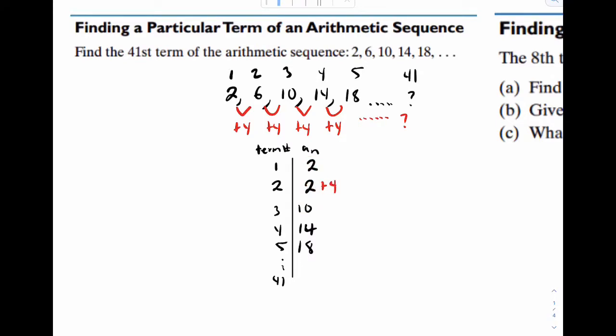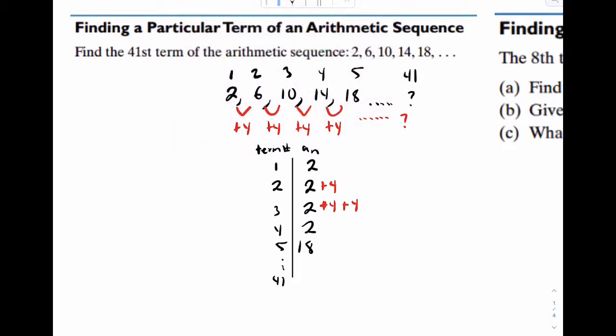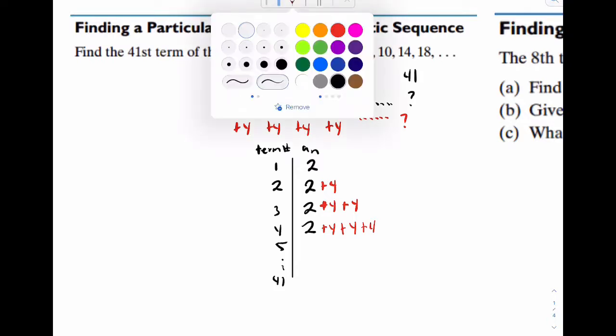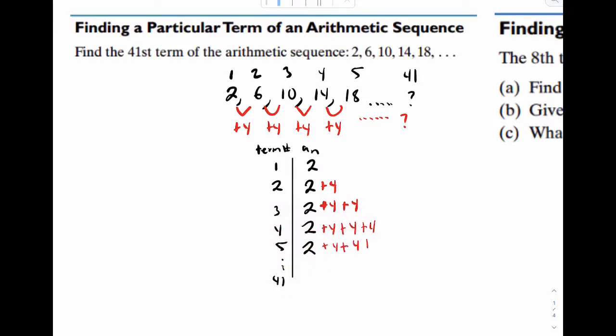So 10, I want you to think of it as something else as well. That's going to be 2 plus 4, which is our 6 right here. But then you add another 4. Notice how that's still 10. And hopefully right now you're seeing the pattern. The next one's going to be 2 plus 4 plus 4 plus 4. And the next one's going to be 2 plus 4 plus 4 plus 4 plus 4.